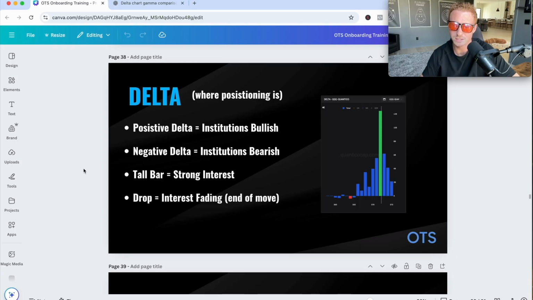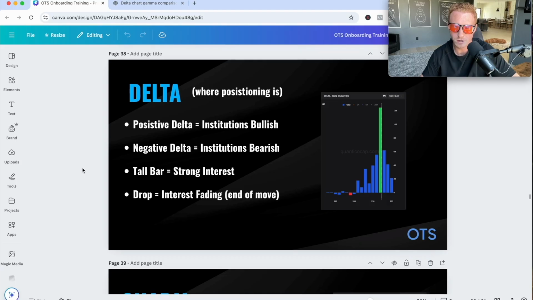This is where the positioning is in the market. So positive delta essentially means we have institutions bullish, right? They are bullish on the market. They have to buy from their hedges, right? They have to buy. Negative delta, institutions are bearish, right? This means they have to sell in order to stay neutral. That's going to be their hedging position.